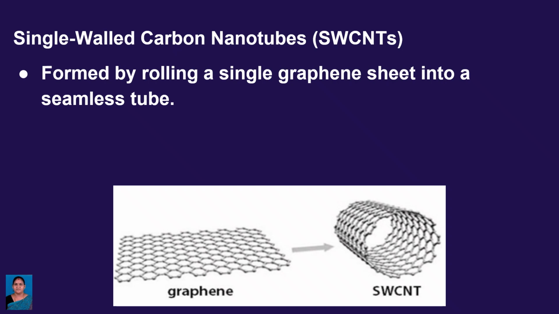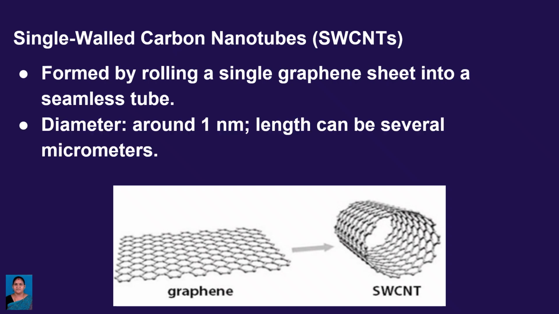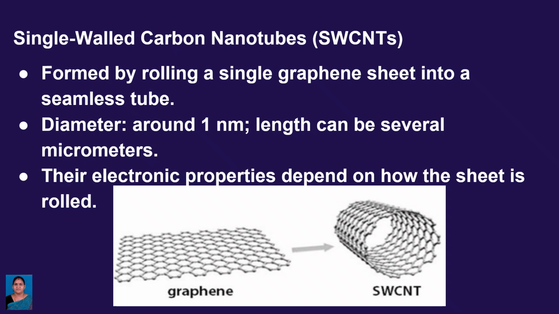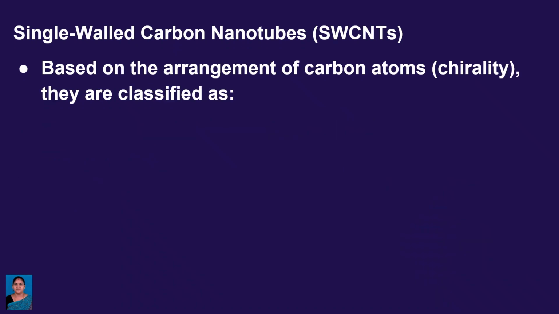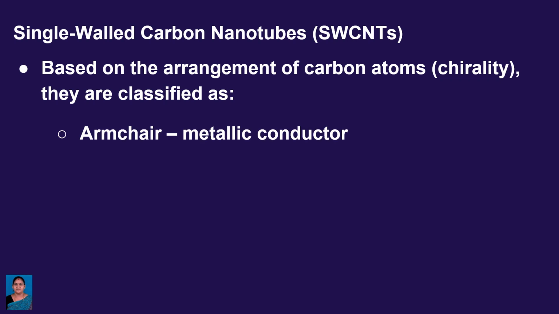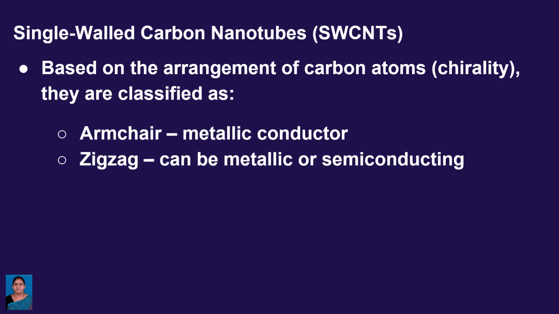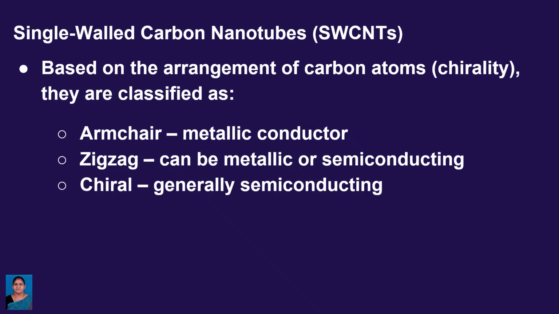Single-walled carbon nanotubes are formed by rolling a single graphene sheet into a seamless tube. Its diameter is around 1 nanometer and length can be several micrometers. Their electronic properties depend on how the sheet is rolled. Based on the arrangement of carbon atoms, they are classified as armchair, a metallic conductor; zigzag, which can be metallic or semiconducting; and chiral, generally semiconducting.